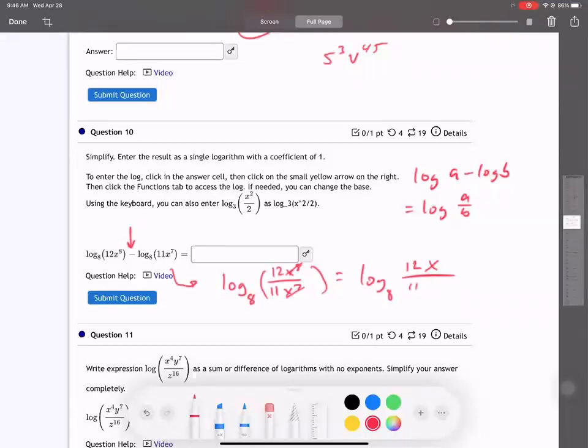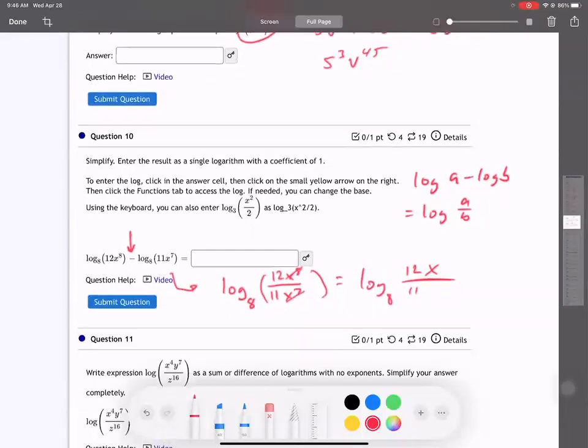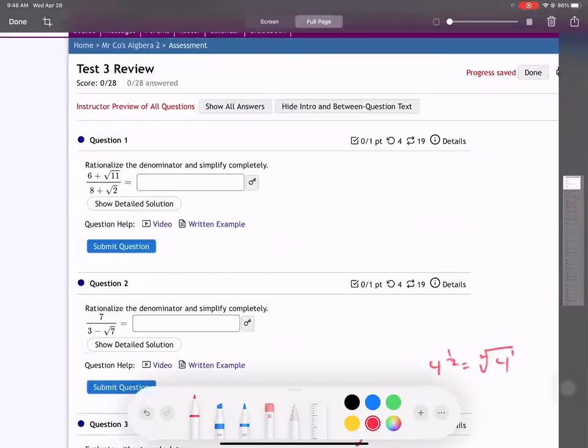So if I'm subtracting logs on the outside, it means I'm dividing on the inside. Let me jump back to number 1 real quick as I simplify this. Number 1 is a little tricky.